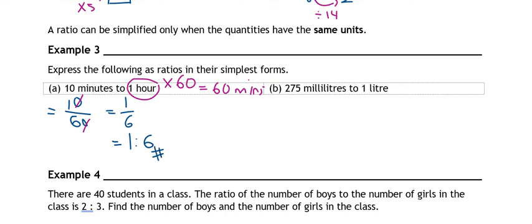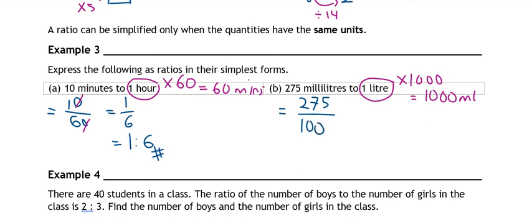Right. For part B, 275 milliliters to 1 liter. Now, the bigger unit is liter over here. So you can change this into milliliters by multiplying it by 1000. So you have here 1000 milliliters, and once you are very sure that they have the same units, you just straight away divide, make it into the form of a fraction.